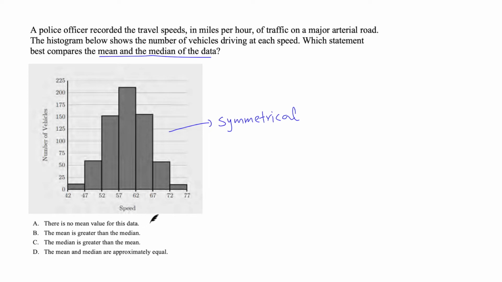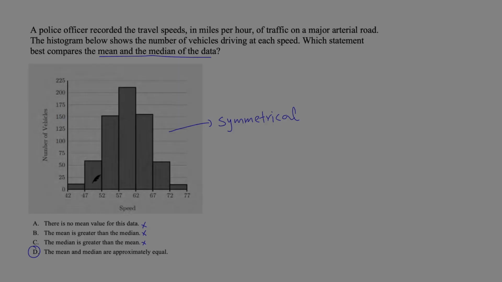So let's evaluate the option choices. There is no mean value for this data. This is completely wrong. The mean is greater than the median. No. The median is greater than the mean. Again, this is wrong because we know the data is symmetrical. Mean and median are approximately equal. This is our answer. There you go.